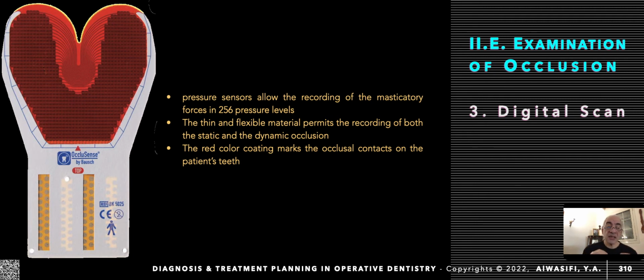and you could use it simply by letting the patient bite on it in static and dynamic occlusion. The records are then transmitted to the application via Wi-Fi, and you have clinically red color marks on the occlusal contacts. You could, according to the software analysis, remove the high spots and recheck occlusion again. Let us review this clip.